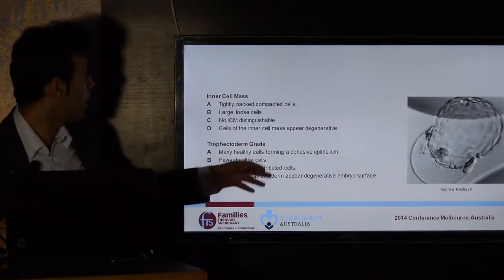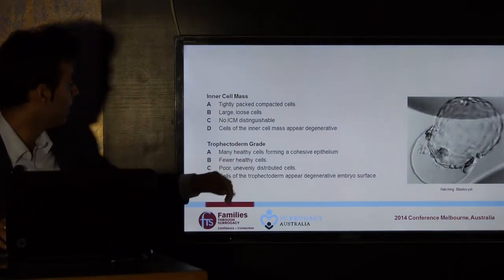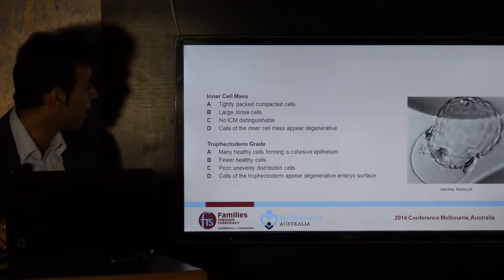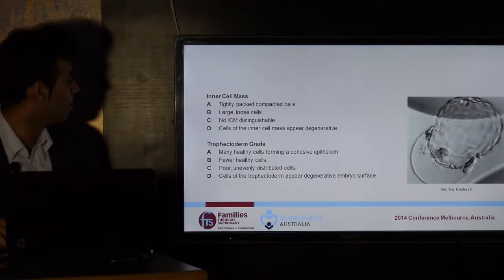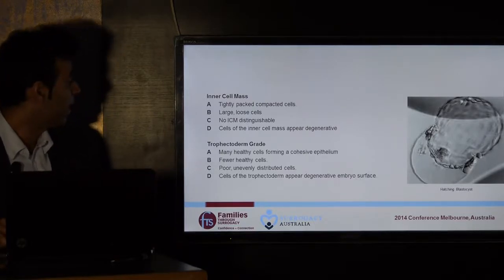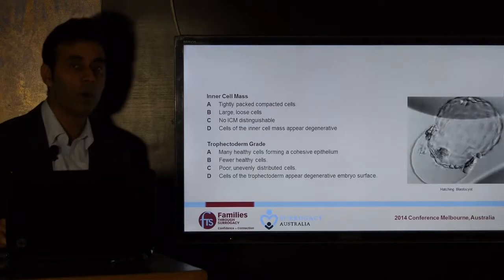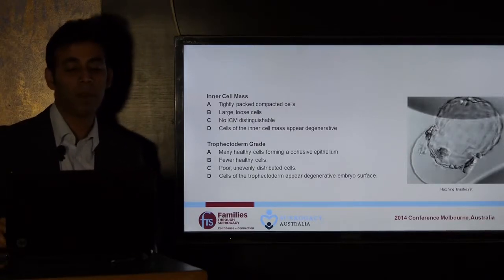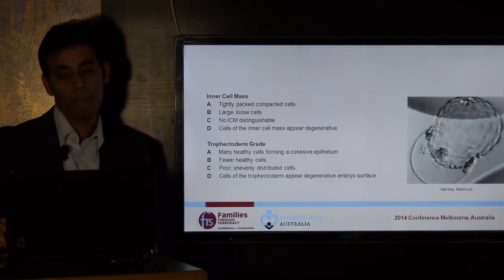Similarly, the trophoectoderm grade is A, B, C, D according to these parameters. If the cells are healthy and form a cohesive epithelium, then it is grade A. Grade B, the healthy cells are there but are fewer in number. The grade C are the unevenly and poorly distributed cells, and grade D is cells of the trophoectoderm appear degenerative.